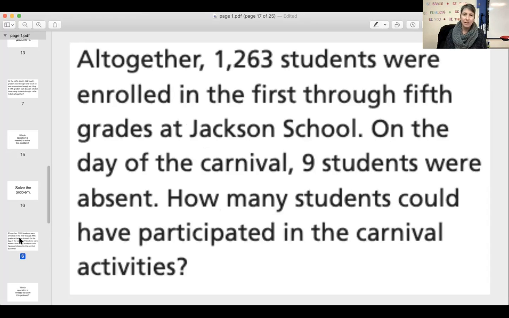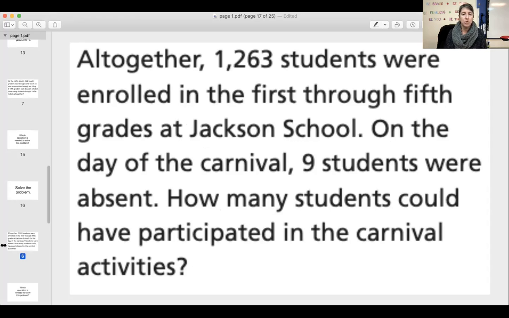All right, last question for this page. Number 6 on page 119. Altogether, 1,263 students were enrolled in the 1st through 5th grades at Jackson School. On the day of the carnival, 9 students were absent. How many students could have participated in the carnival activities?